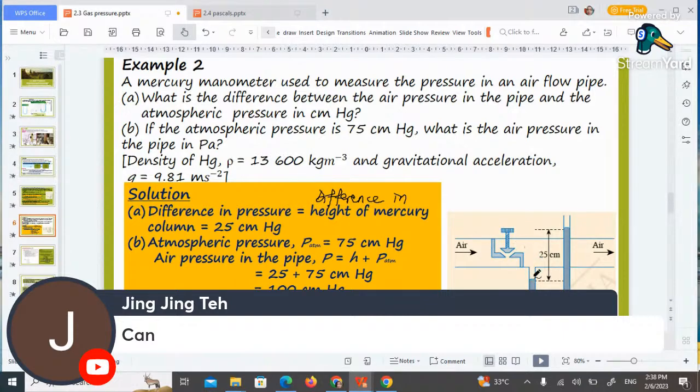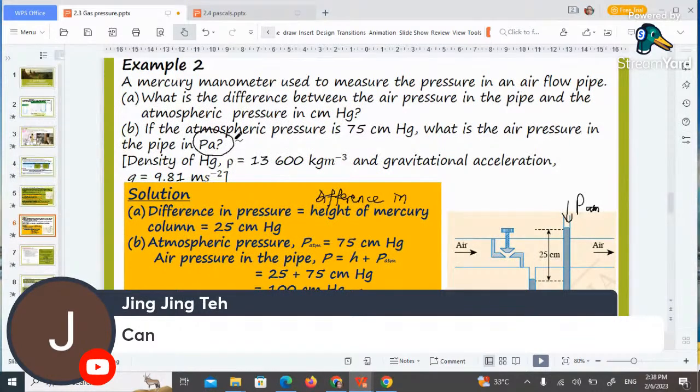Okay, the gas pressure or air pressure is greater than atmospheric pressure because this level is lower than this one. So air pressure is higher. Thus the air pressure in the pipe equals atmospheric pressure plus 25 cm mercury. So we have 25 plus 75, which equals 100 centimeter mercury. Okay, be careful, check the question.